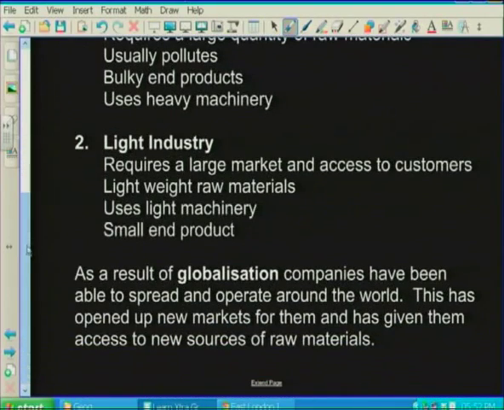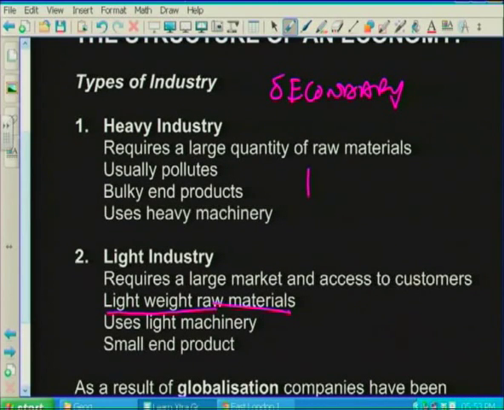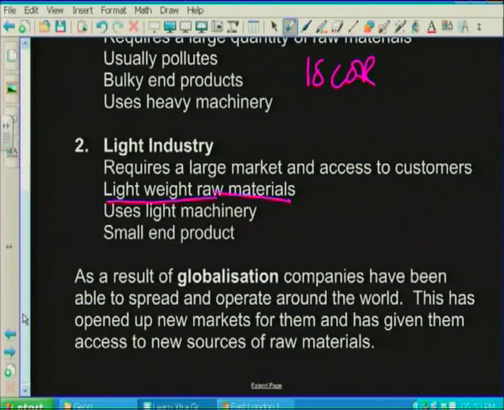Or you get light industry. Light industry is a smaller industry, smaller scale, requires a larger market and access to customers, but you're using lightweight raw materials to produce a small end product, for example. It uses light machinery that's not too noisy, not too pollution bound, and it employs a lot of people. So for example, ISCOR or ESCOM would be an example of a heavy industry, and for a light industry, we're talking about something like your textiles, people that make clothes, shoes, handbags, those sorts of things.